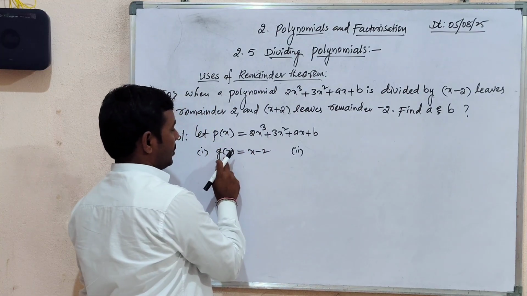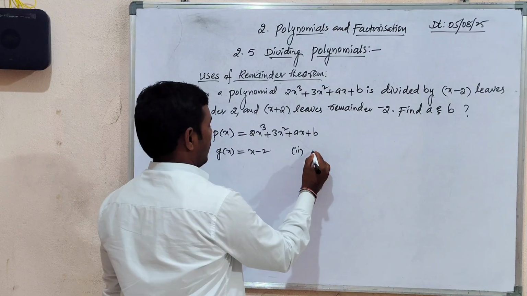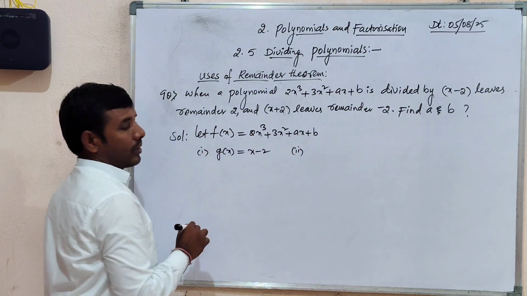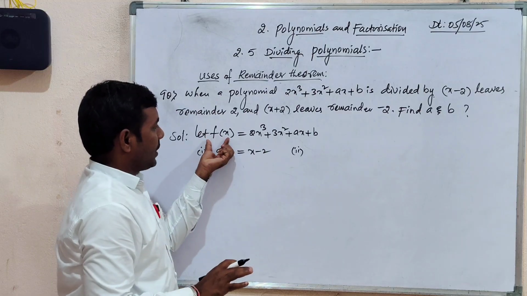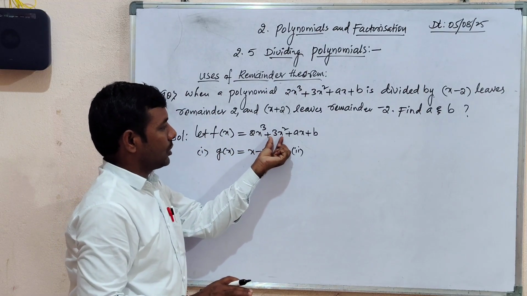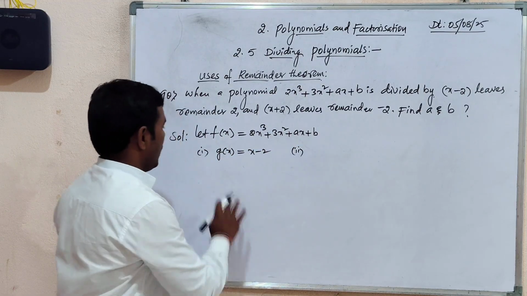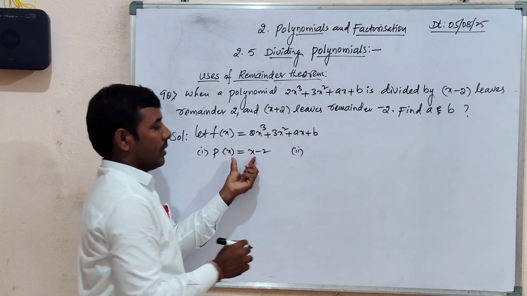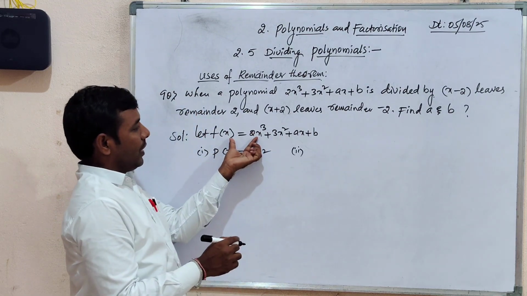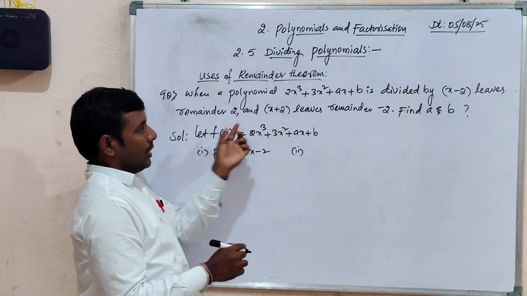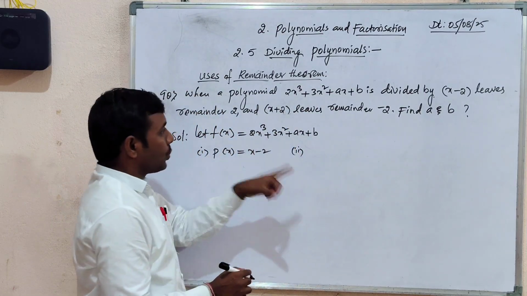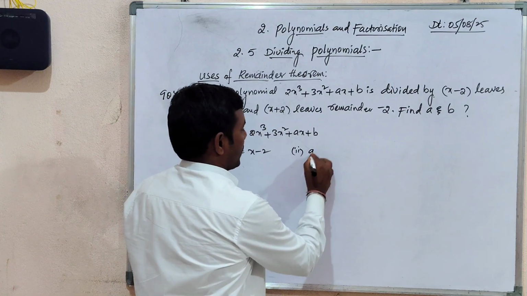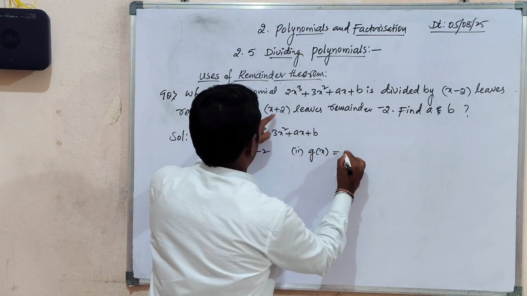This is P of x, G of x. Better to take it as f of x. No problem. f of x is equal to 2x cube plus 3x square plus ax plus b. Now this one I take as p of x, one of the divisors. Don't confuse. The dividend I consider f of x. The divisors are two, that's why one I am taking p of x. Another one I am taking g of x, which is equal to x plus 2.